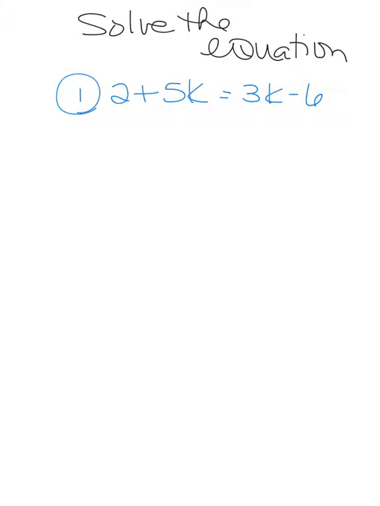My first problem today is 2 plus 5k is equal to 3k minus 6, and the directions say to solve the equation, which is what we're going to be doing in all our problems today. So there's my wall. First thing I want to do is get my variables to one side and my constants, or my numbers, to the other side.